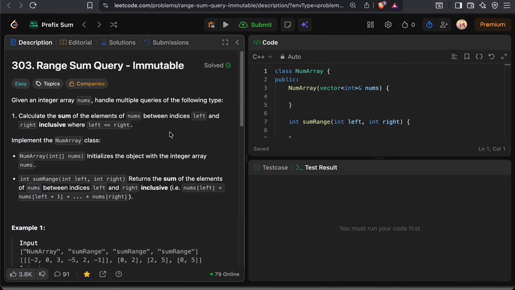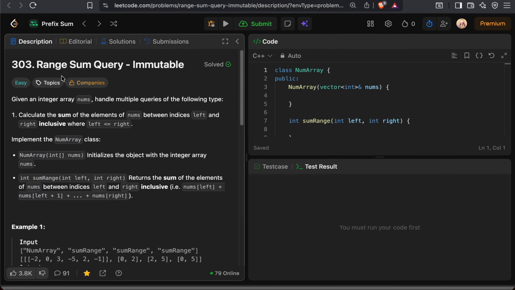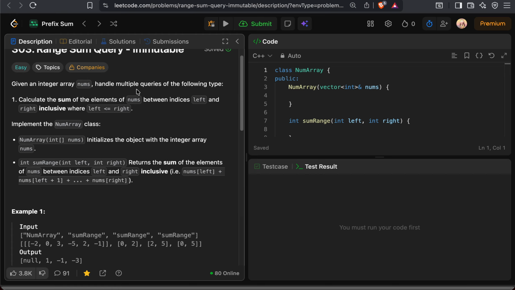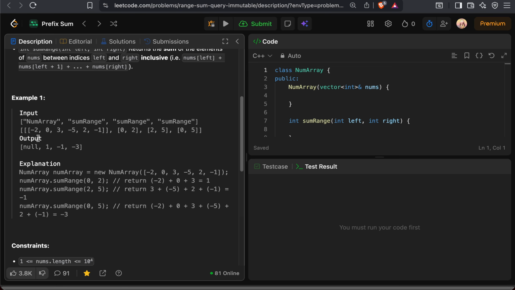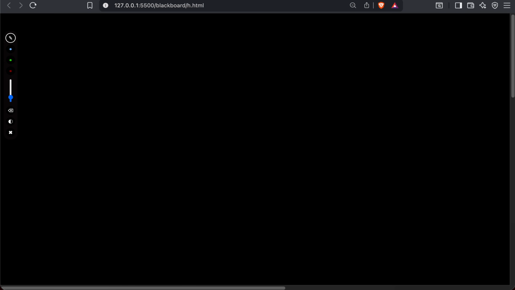Today we are solving LeetCode problem 303, Range Sum Query - Immutable. This is a very important problem that teaches us about the prefix sum technique. So let's start. What is given? We are given an array.